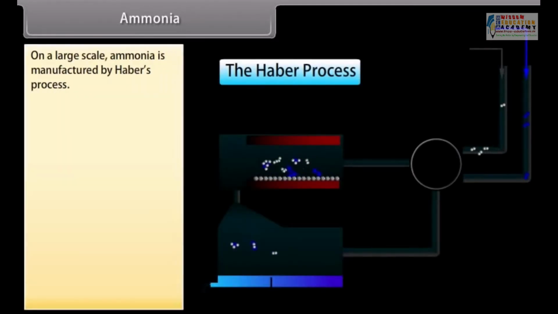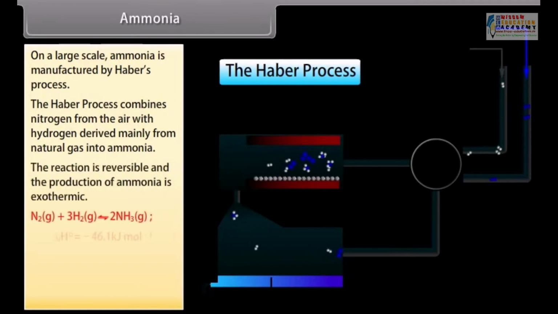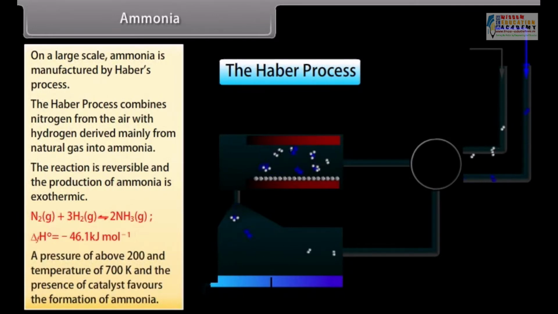On a large scale, ammonia is manufactured by Haber's process. The Haber process combines nitrogen from the air with hydrogen derived mainly from natural gas into ammonia. The reaction is reversible and the production of ammonia is exothermic. A pressure of about 200 atm, a temperature of 700 Kelvin and the presence of a catalyst favor the formation of ammonia.